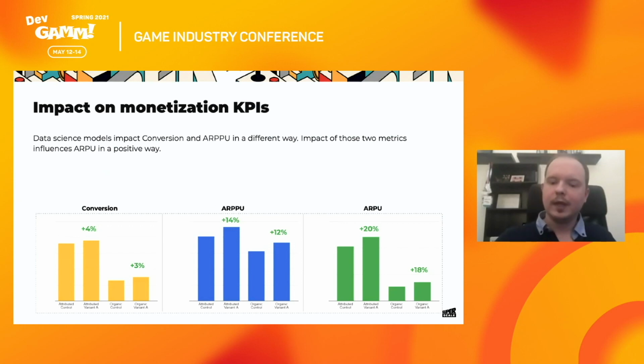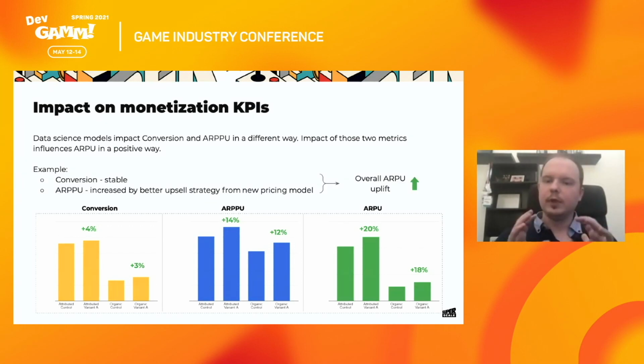So for example, we can have stable conversion. So we create the model, right? We create a data science model, and we see that it doesn't improve the conversion, but actually improves the RPPU. What does it mean in practice? It means that it actually found the segments of players and gave them the pricing that is the most relevant for them without harming the conversion. So basically absolute gain. That is one of the examples, but in general, it reflects in RPU.